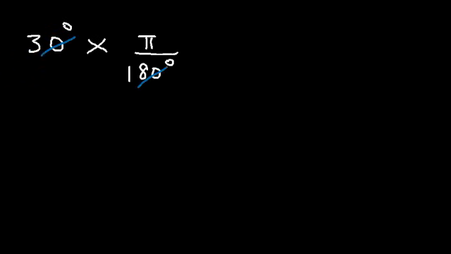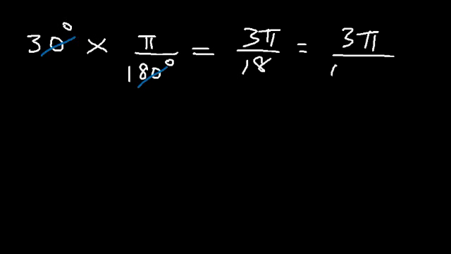Now you need to be able to convert from degrees to radians and radians to degrees. So let's say we have a 30-degree angle. How can we convert this into radians? To convert degrees to radians, multiply by pi divided by 180. So the zeros will cancel, and this is basically 3 pi over 18. 18 is 6 times 3, so we can cancel the 3. So 30 degrees is equal to pi over 6 radians.